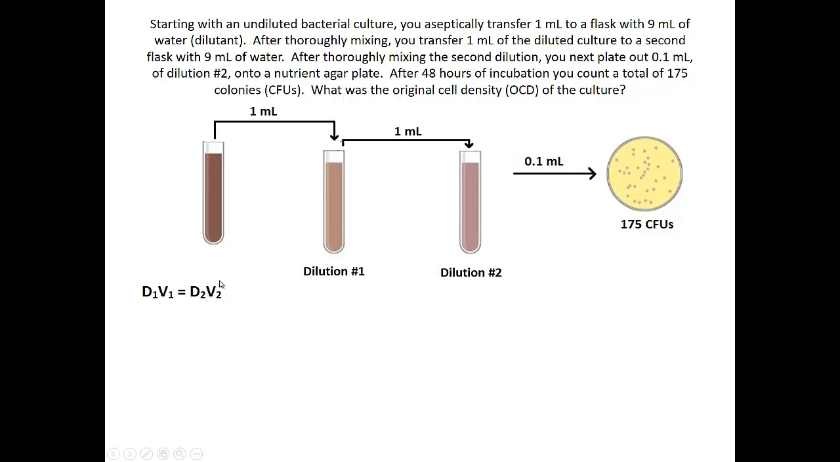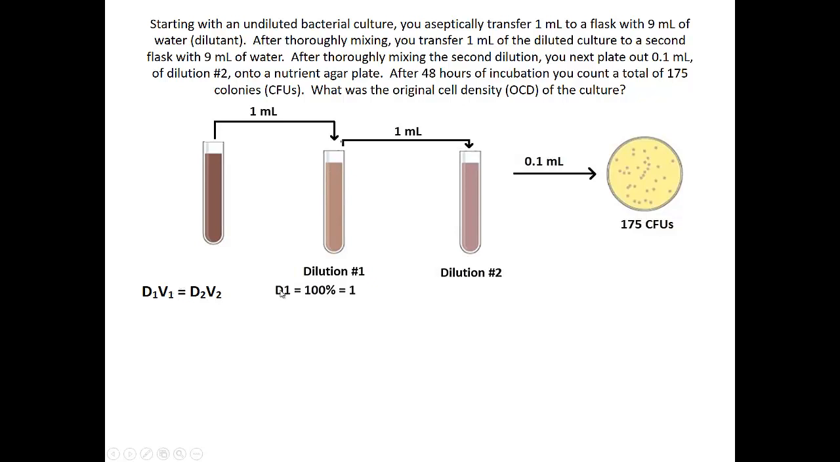So what we're going to do is start with the dilution, and beginning with the starting culture here, we're going to do a 1-part dilution and then a 2nd-part dilution. So what we want to do is identify the variables that we know in our first dilution here. So this is going to be D1 and V1 here, and this is going to be D2 and V2 here.